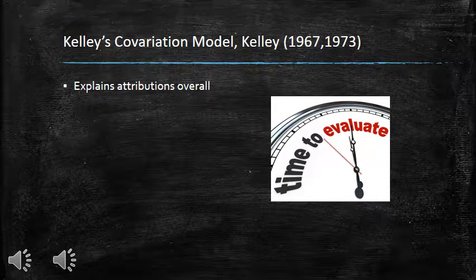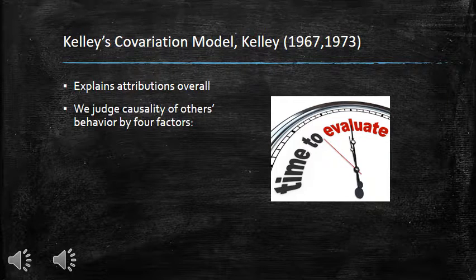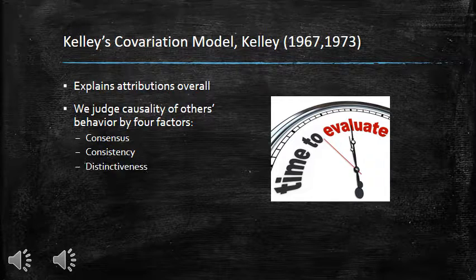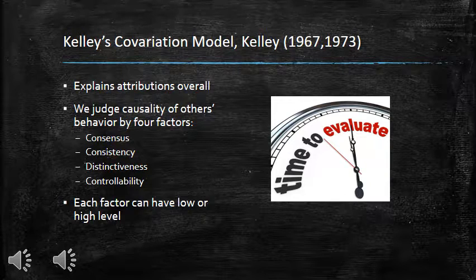Jones and Davis were not the only ones who expanded the original attribution theory. Harold Kelley developed his covariation model in order to explain the entire attribution process. It is so far the best-known model of attribution theory. According to Kelley, we consider four factors when we evaluate others' behavior: consensus, consistency, distinctiveness, and controllability. Each of these factors can have a low or high level.